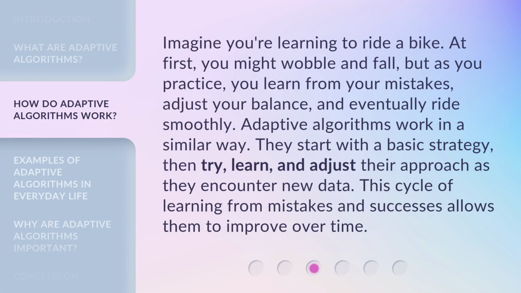Imagine you're learning to ride a bike. At first, you might wobble and fall, but as you practice, you learn from your mistakes, adjust your balance, and eventually ride smoothly. Adaptive algorithms work in a similar way. They start with a basic strategy, then try, learn, and adjust their approach as they encounter new data. This cycle of learning from mistakes and successes allows them to improve over time.